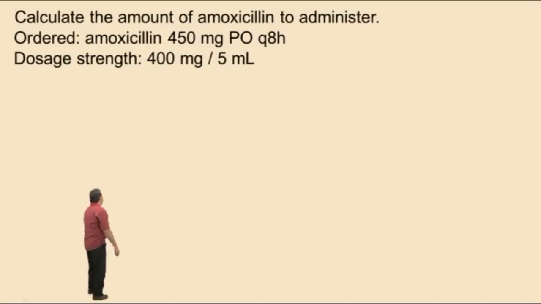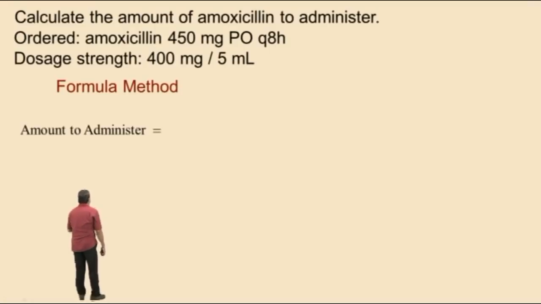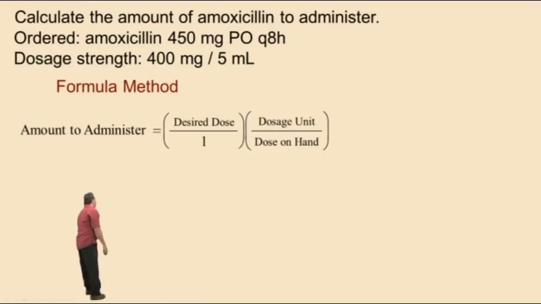And that takes us to our final method for calculating the amount to administer in this example. It's called the formula method. So what is our formula? Well, the amount to administer is equal to the desired dose times the dosage unit divided by the dose on hand. This is what we saw in the previous example. And so let's represent our quantities using their capital letter abbreviations. Here we have A is equal to D times Q divided by H.